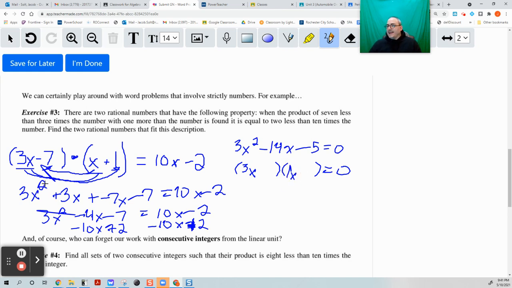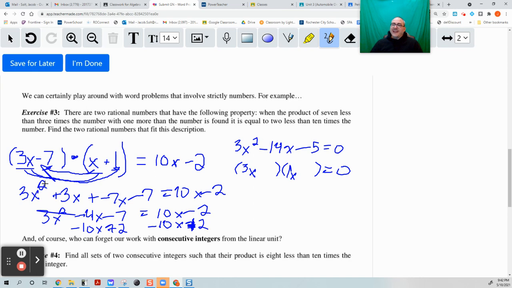Okay, now I've got to think of factors of 5. I think about factors of 5. There are only two numbers that multiply together to be 5: 1 times 5. So there's got to be a 1 somewhere and a 5 somewhere else, where when I add the results together, I get negative 14.